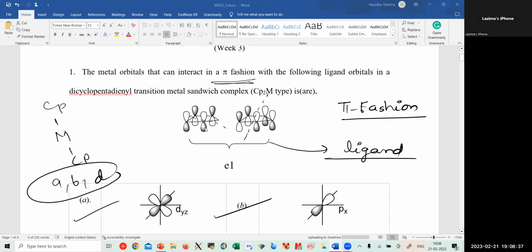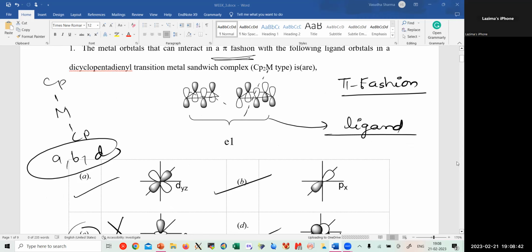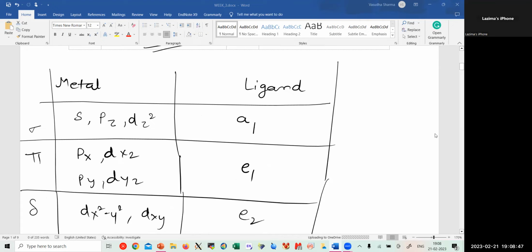I hope you have gone through the lectures, so I will just repeat it one more time. These are basically the combinations of the ligand and the metals. To form the sigma bonding, we need to have the s orbital, pz orbital or dz square orbital of the metal combine with A1. A1 is nothing but the orbital of the Cp ligand which has no node. A node is the probability of having zero electron density.